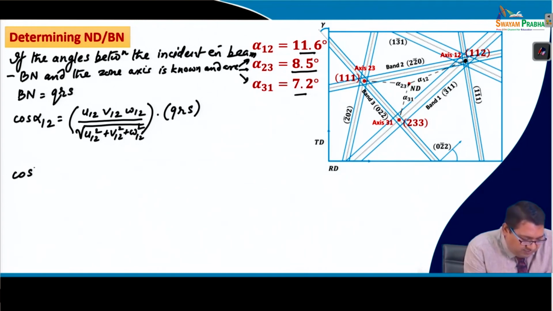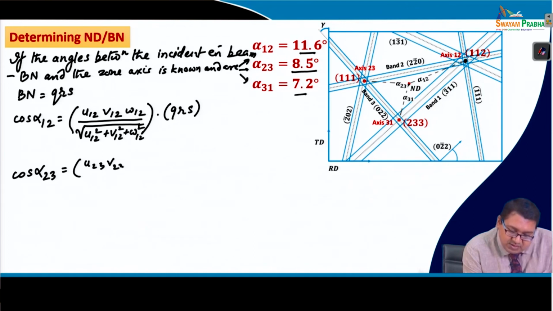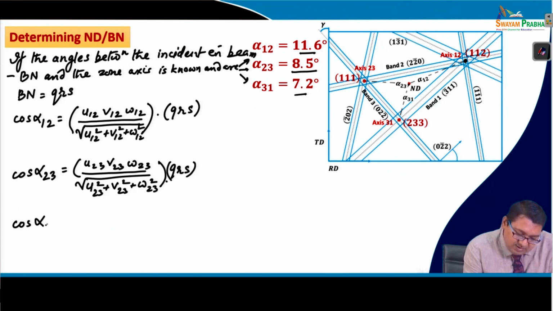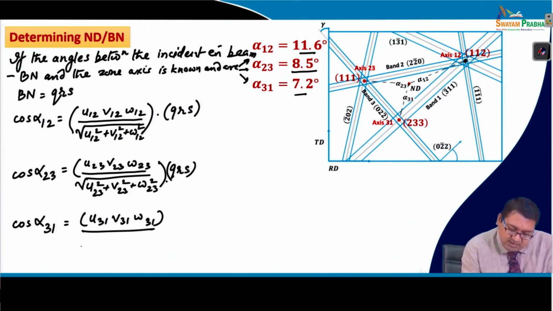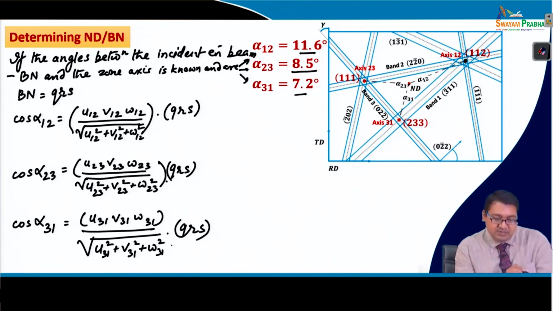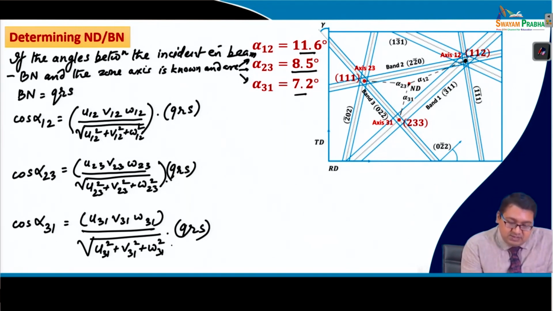Now, cos of alpha 2 3 is equal to U 2 3 V 2 3 W 2 3 divided by root over U 2 3 whole square plus V 2 3 whole square plus W 2 3 whole square, times the dot product with Q R S. Cos of alpha 3 1 is equal to U 3 1 V 3 1 W 3 1 divided by root over U 3 1 whole square plus V 3 1 whole square plus W 3 1 whole square, dot Q, R and S.